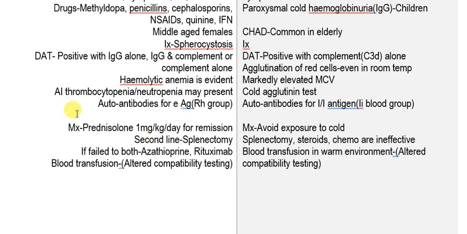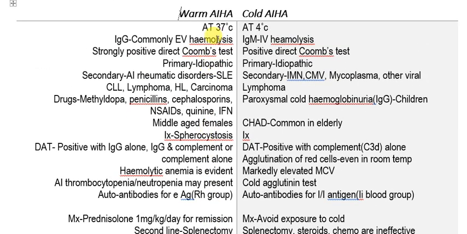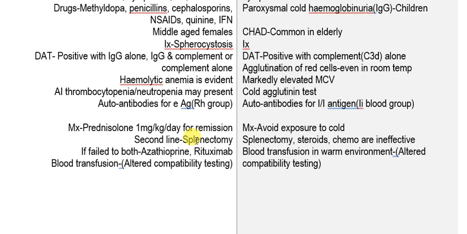On management, you give prednisolone, which is an anti-inflammatory drug, 1 mg per kilogram per day for remission. Second line treatment is splenectomy. As I mentioned earlier, this is a type of extravascular hemolysis, so when you do a splenectomy, patients may get cured. And if that fails, you might have to go for stronger drugs such as azathioprine and rituximab.